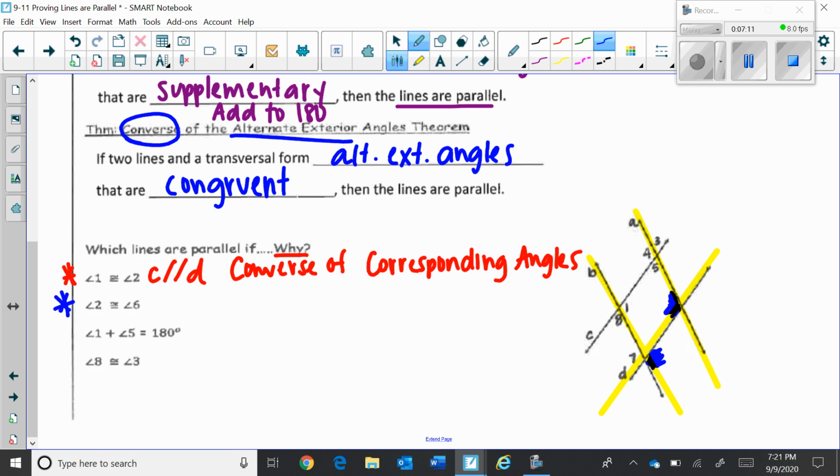All right, so looking at this, what two lines are parallel in this situation? This one has lines A and B are parallel. Those are the side-by-side lines. So A is parallel to B. Why are those parallel? So we're going to use that converse statement again. Converse of, and what types of angles are 2 and 6? Those blue colored angles that I have, what type of angles are they? They are alternate interior angles.